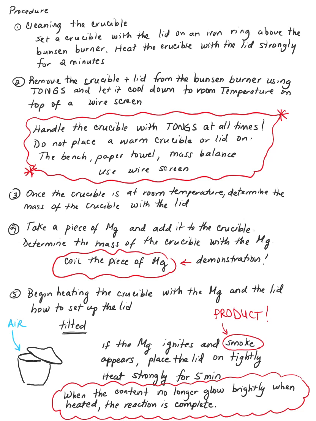If you see formation of smoke coming out of your crucible, use the tongs and put the lid on the crucible. That smoke is your actual product. So if the lid is open and the smoke escapes, it means that the mass of your product is going to be different or less than the amount that you're supposed to have. So whenever you see the smoke coming out of your crucible, use the tongs and close the crucible entirely.